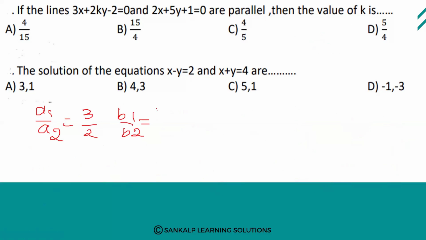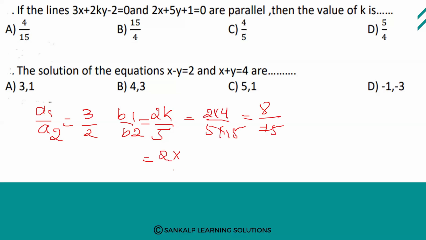That is 2k divided by 5 into 3. So if I substitute k is equal to 4 by 5, 2 into 4 divided by 5 into 15, then what will you get? 8 divided by 75. Okay. This is not possible. So if I substitute k is equal to 15 divided by 4, that is 5 ones are 5 threes are. 2 twos are 2 ones are. That is 3 divided by 2.